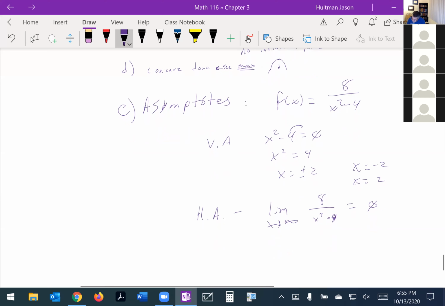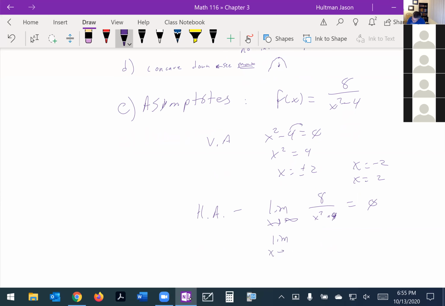What if I plugged in negative infinity? Would it change anything? No, because we're squaring the x's. Even if it was a really big negative number, it would square and become a positive number. So it's also 0. So the horizontal asymptote is 0.